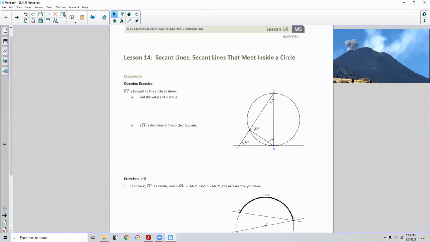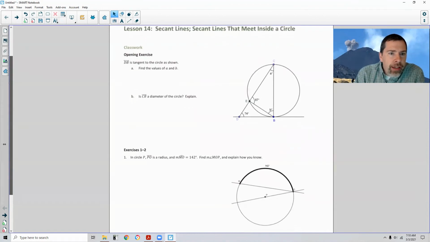Okay, lesson 14, secant lines. Secant lines that meet inside a circle. All right, we discussed tangent, now we're discussing secant. So here we go, classwork opening exercise.